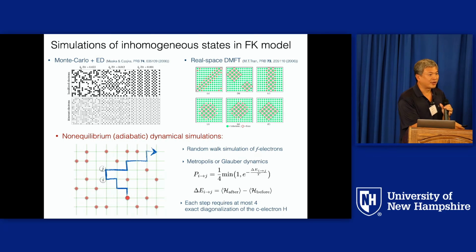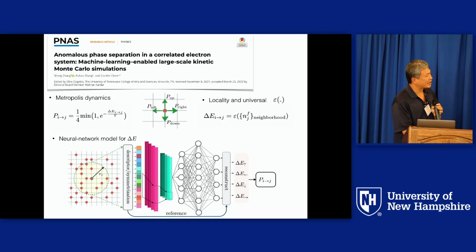And each energy calculation requires diagonalizing this Hamiltonian. And so to do one F electron update, you need to consider the energy difference of moving it here, here, here, and here. So you need to do 4 exact diagonalizations for one F electron update. This is super time consuming, especially for large systems. And even KPM is not of much help in this case. So the idea is just to build a neural network to predict this delta E. And once you have this delta E, then you know how to compute the Metropolis probability. Then you can do large-scale Monte Carlo simulations.